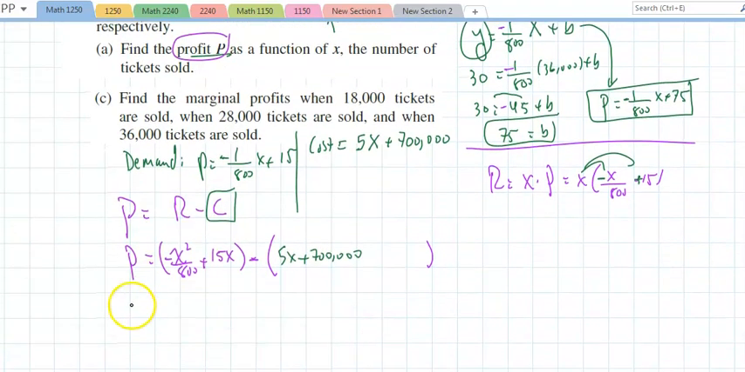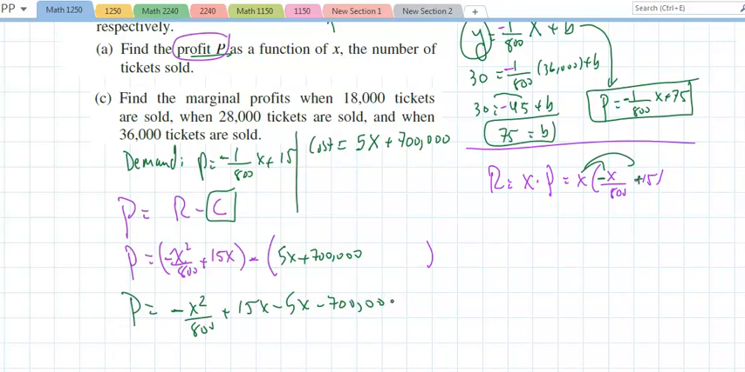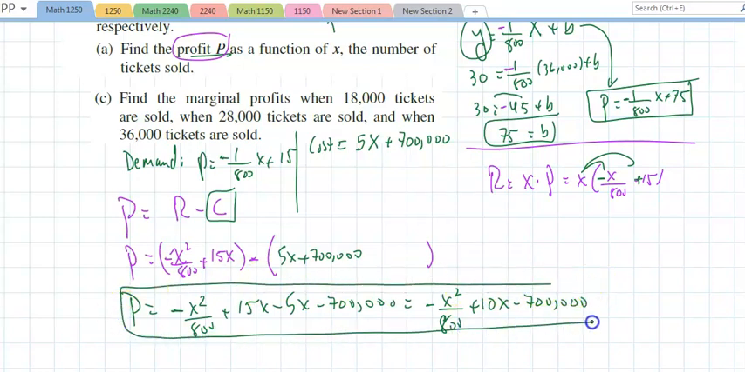So in this case, the profit function is negative x squared over 800 plus 15x minus 5x minus $700,000. So that would be negative x squared over 800 plus 10x minus 700,000. That's the profit function. So that's what you need to get first. Okay, I forgot to make that a 75. And that will be 70.